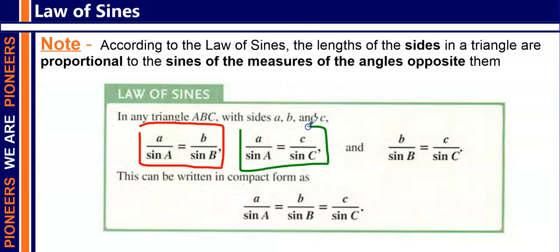You have a second one where you compare a and c together, and you compare b with c. If you want to put it in simplest form and compact form, you put all three of them together, but again, you have to pick two of them equal to each other to find the missing side or angle given three of the pieces of information.